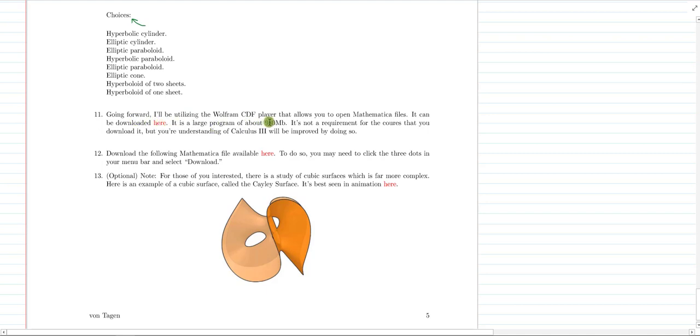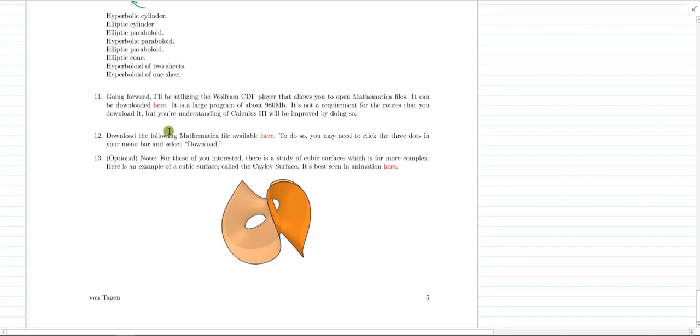It's a large file. It's about 980 megabytes. So if you can't do it, I completely understand, but I would encourage you to do so, because looking at 3D graphics is exceptionally important here in Calc 3. The next thing is if you want to go ahead and test it out to make sure everything's working, you can click to download this Mathematica file here, and you can open it and start looking at your quadric surfaces.